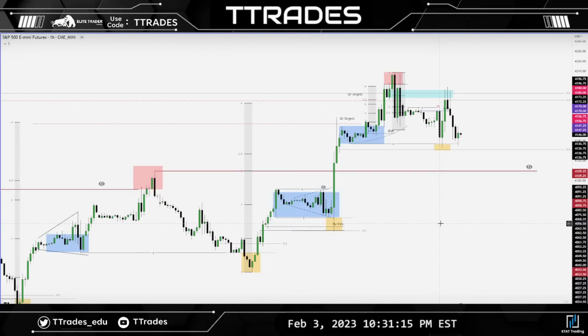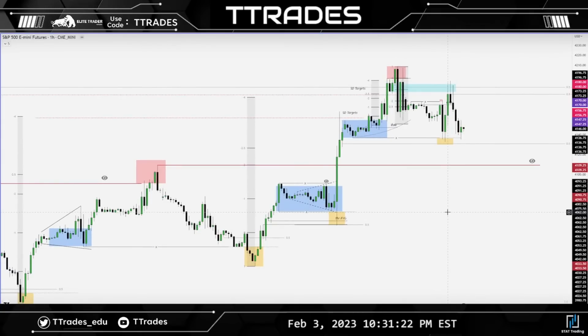Where do market maker models form? Normally the smart money reversal is in a higher time frame PD array. Higher time frame is cool.